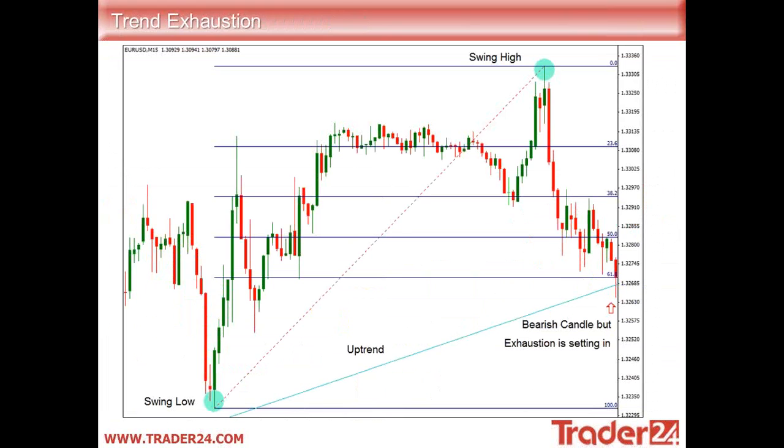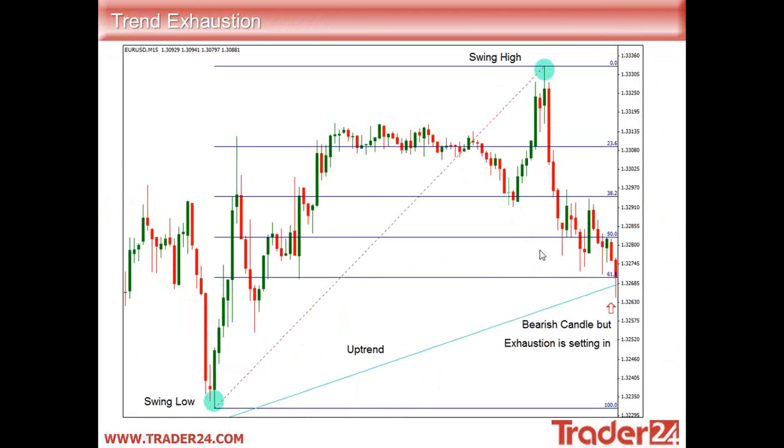Okay, so this is what we're talking about in terms of trend exhaustion. I've taken the euro dollar on a 15-minute chart this time. We have our swing lows down at the bottom. I've drawn up my Fibonacci levels through to my swing high. All right, so from here on in, I'm looking for these levels to become significant.